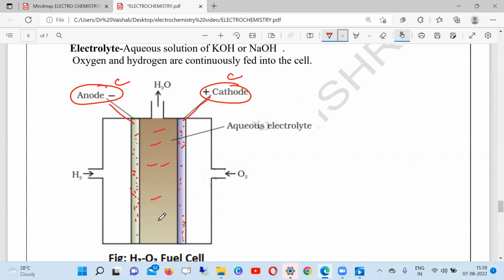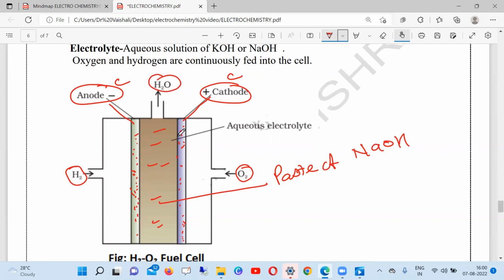Electrolyte, where it is kept over there, is nothing but the paste of KOH or NaOH, a concentrated solution of NaOH or KOH. Now you can see in this fuel cell, at the anode what we are passing is hydrogen gas, at the cathode we are passing oxygen gas, and already you know the simple reaction, hydrogen and oxygen combine to form water. So here the final product which is formed is water.